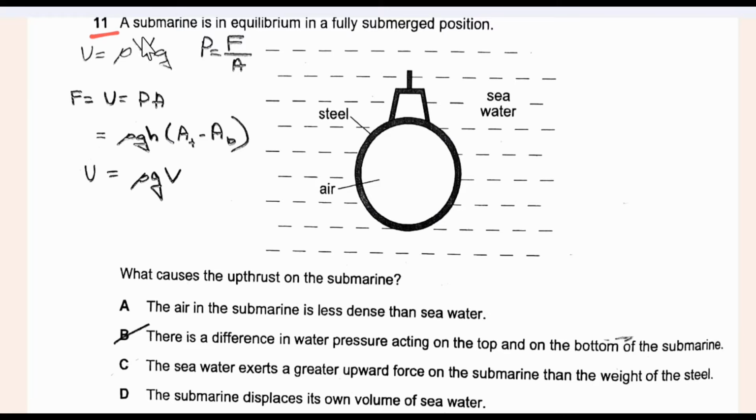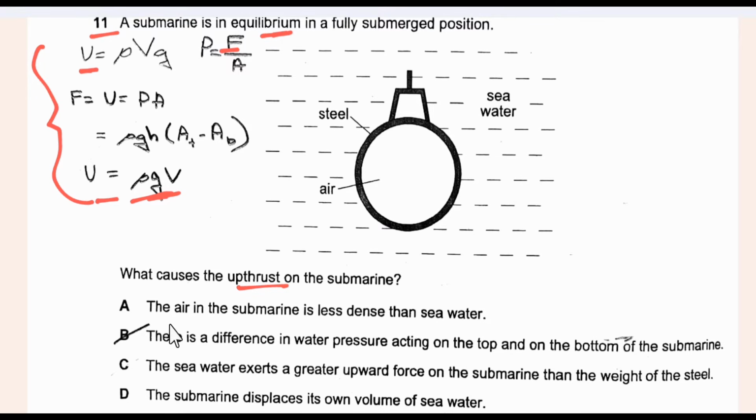Question number 11. A submarine is in equilibrium in a fully submerged position. What causes the upthrust on the submarine? So what is upthrust? Upthrust is rho V g, where V is the volume of the object, and pressure is equal to force by area. Since upthrust is a force, force is equal to pressure into area, that is rho h g into area. What is the area? Area at the top minus area at the bottom. So upthrust becomes rho V g. This is the definition, or the equation, of upthrust.